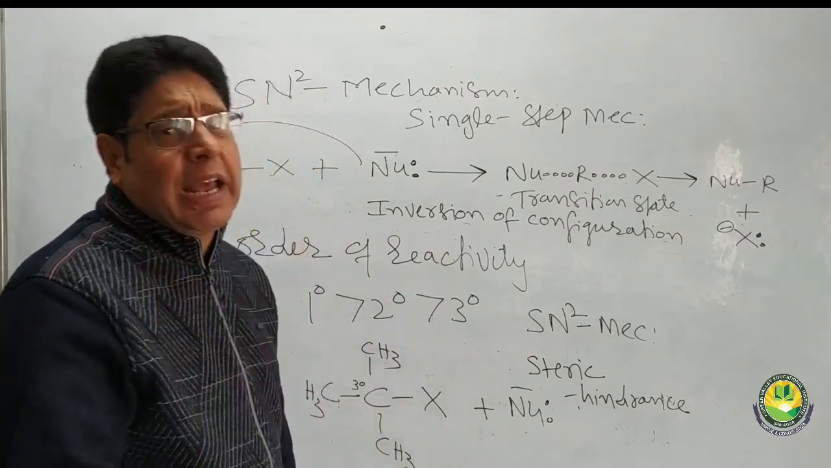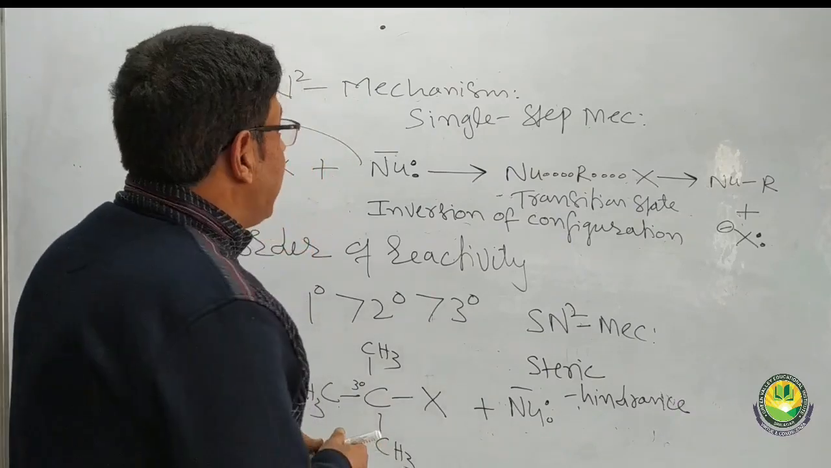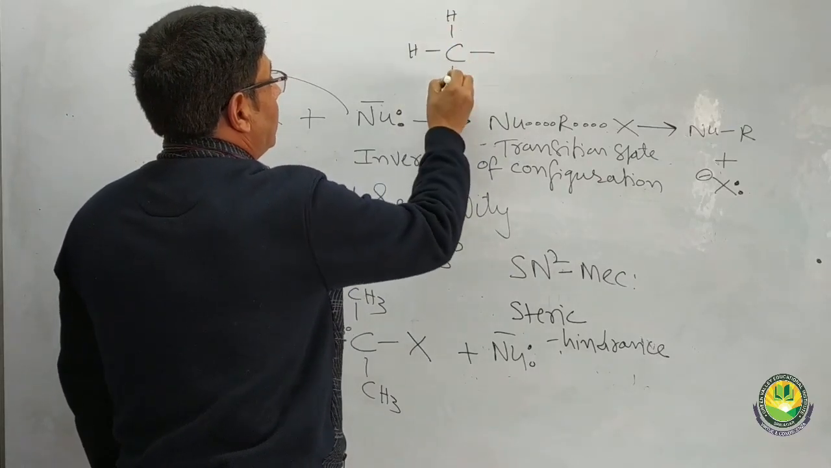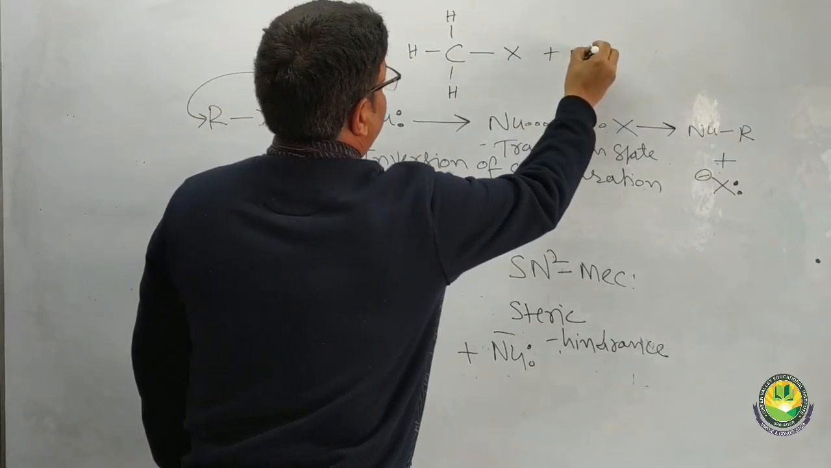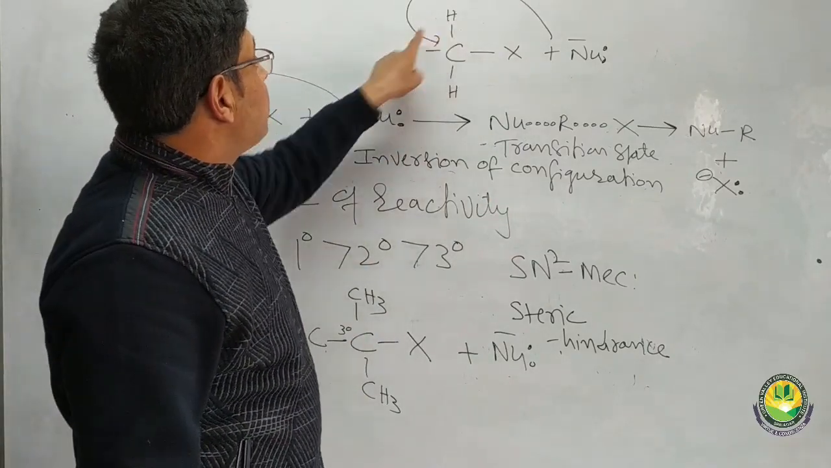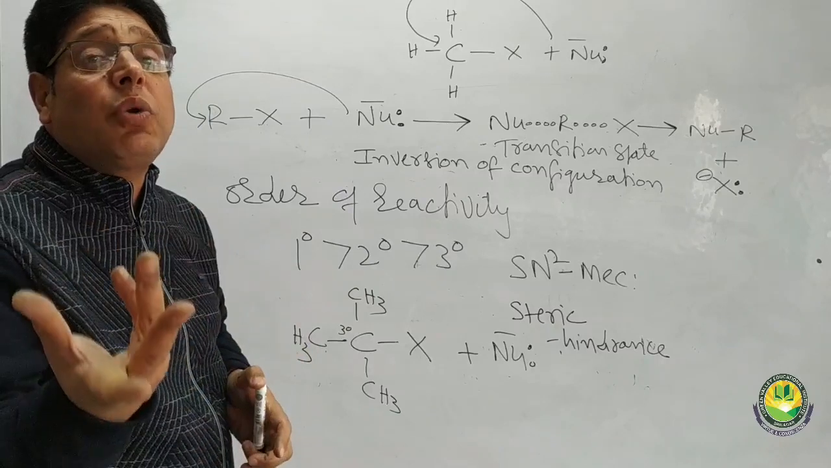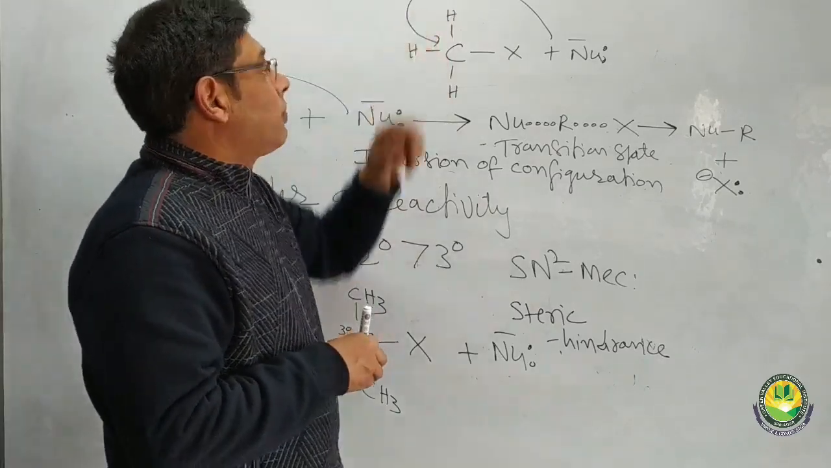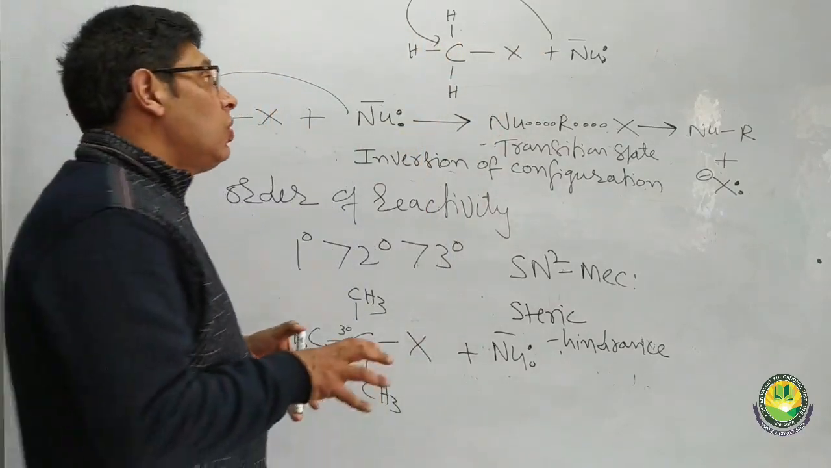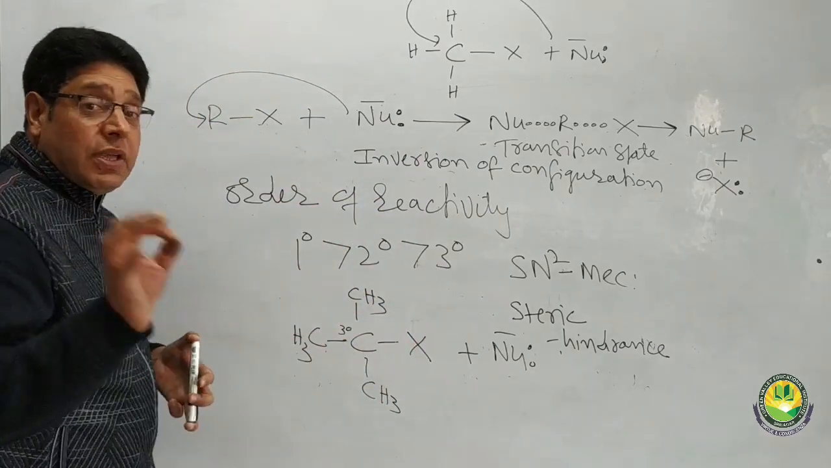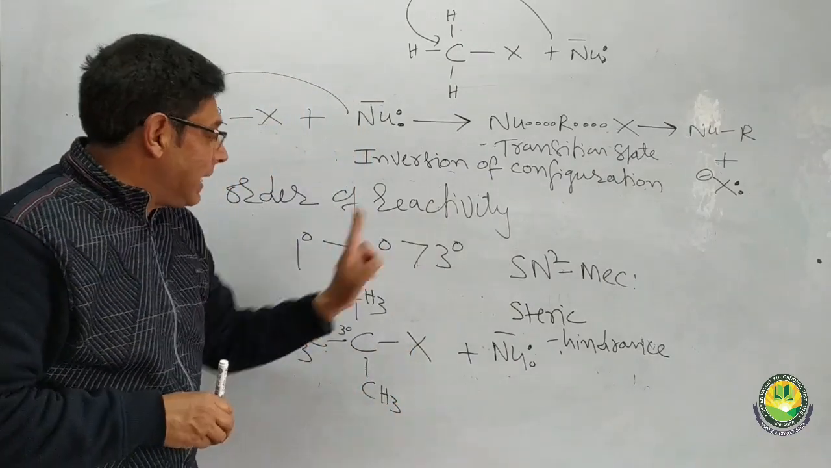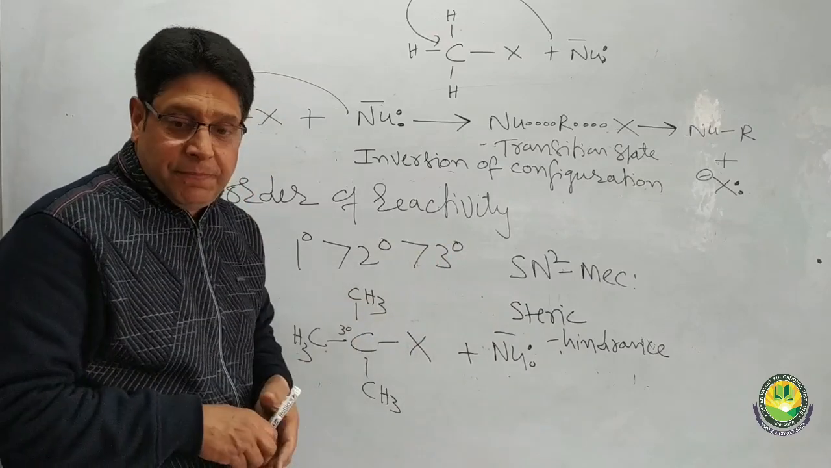As far as primary alkyl halide is concerned, in case of primary alkyl halide, nucleophile can easily attack on the backside, because there are simple atoms attached. These are hydrogen atoms. These are not the bulky groups. Therefore, nucleophile can easily attack on the backside. So, that's why the order of reactivity for nucleophilic substitution by SN2 mechanism will be primary, secondary, tertiary.